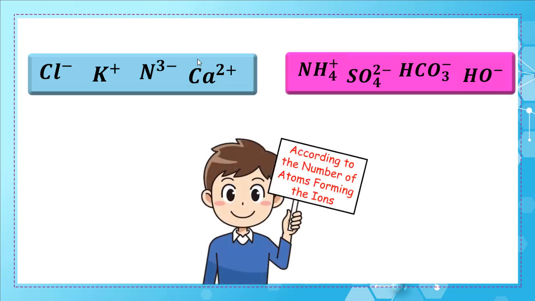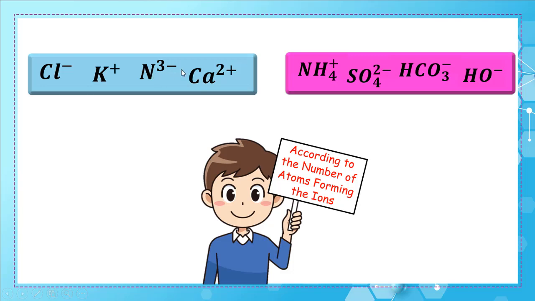In fact, they are classified according to the number of atoms forming the ion. So here in the first group, you can see that these ions are formed only from one atom. For example, Cl-, it's formed only from one Cl. N3-, it's formed only from one N. Here the number 3 stands only for the charge, it's not for the number of atoms.